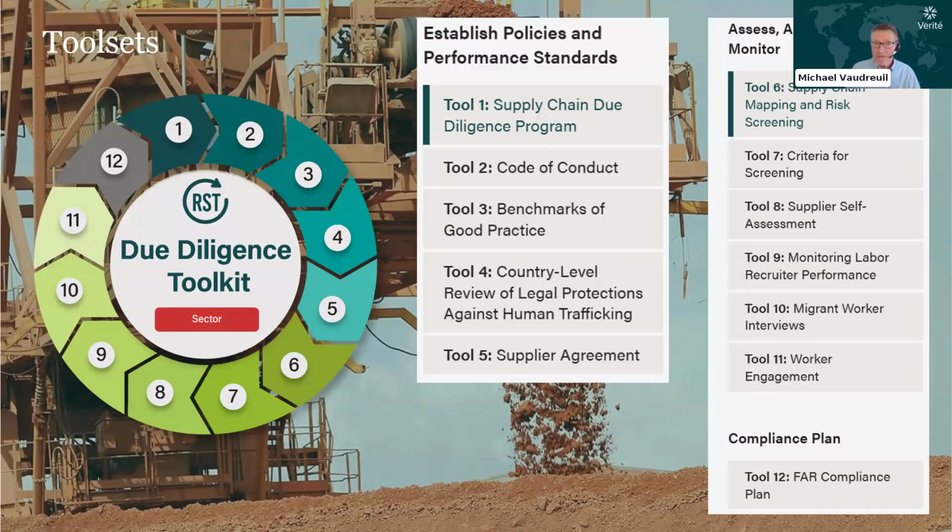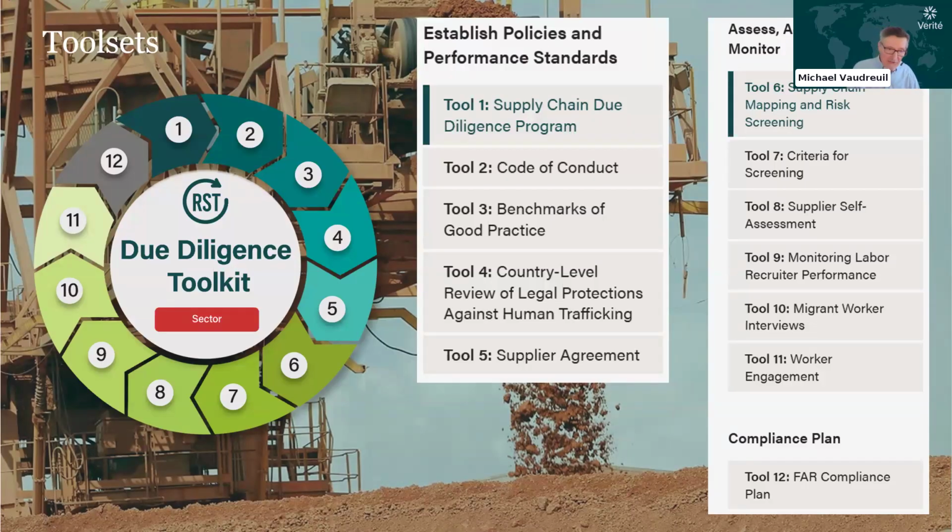Tool 2 is the sample code of conduct. So what are the requirements that you have of your suppliers that would be put in your contracts, would be put into other communications so that suppliers know what the expectations are.